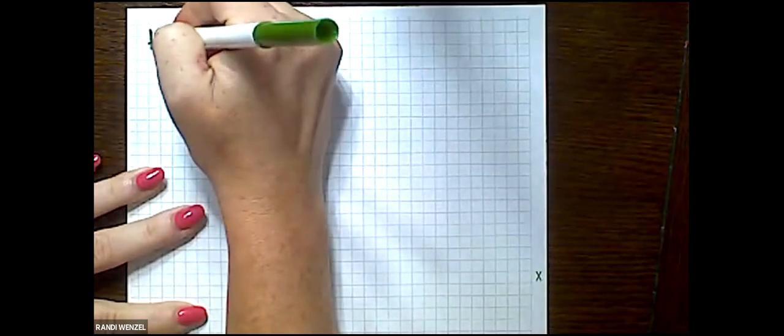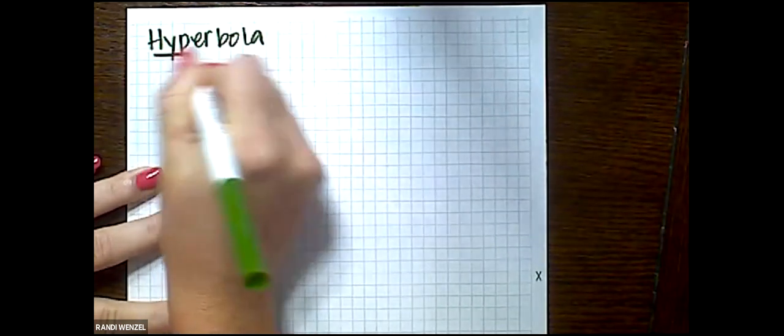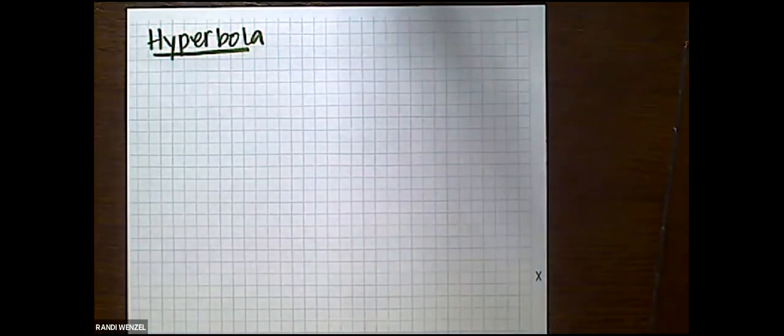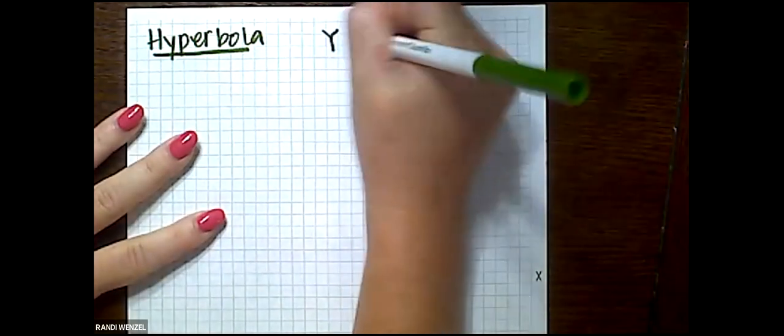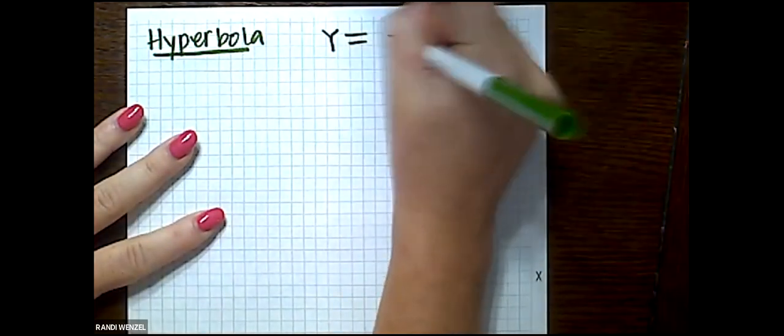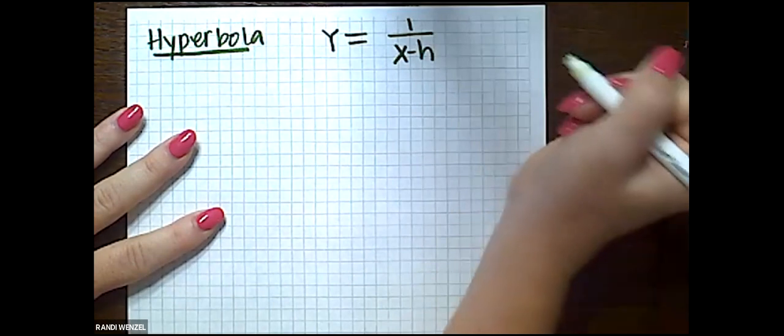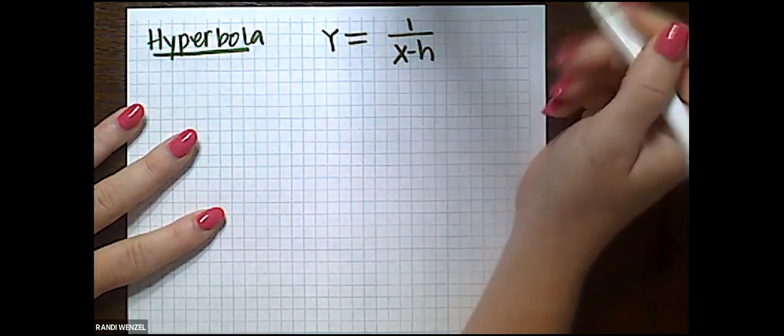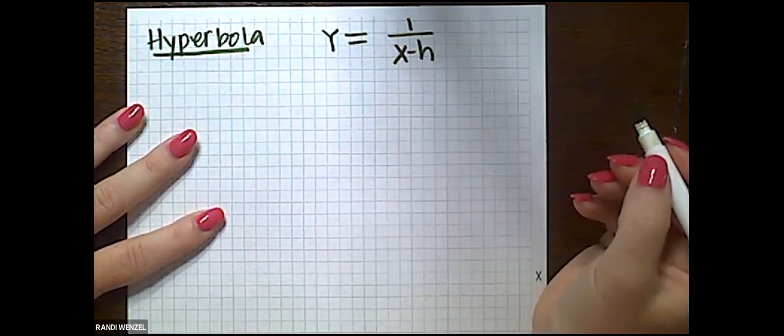And now we'll actually talk about the hyperbola. So hyperbolas are kind of different. They're not as friendly as like a linear graph or a parabola, but they're not bad. So in general, the equation for a hyperbola looks like this: 1 over x minus h. And h can be any number.